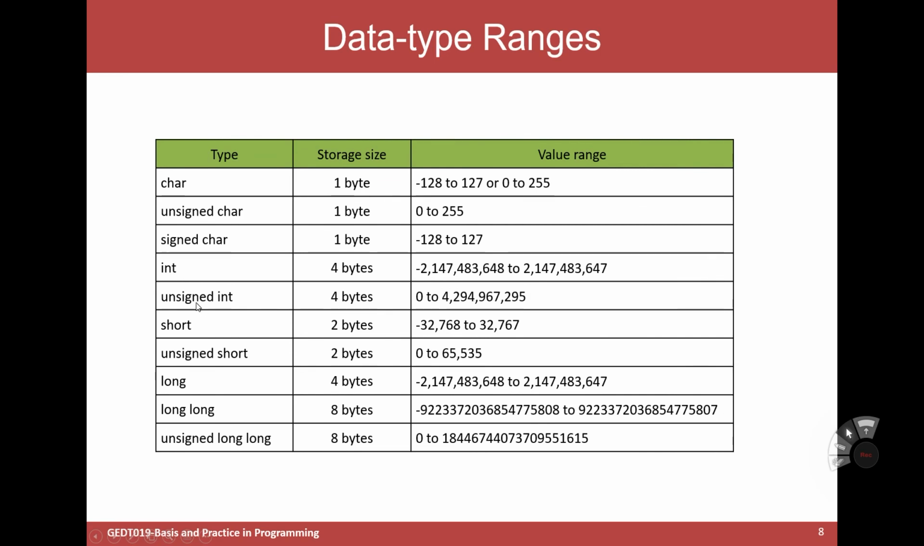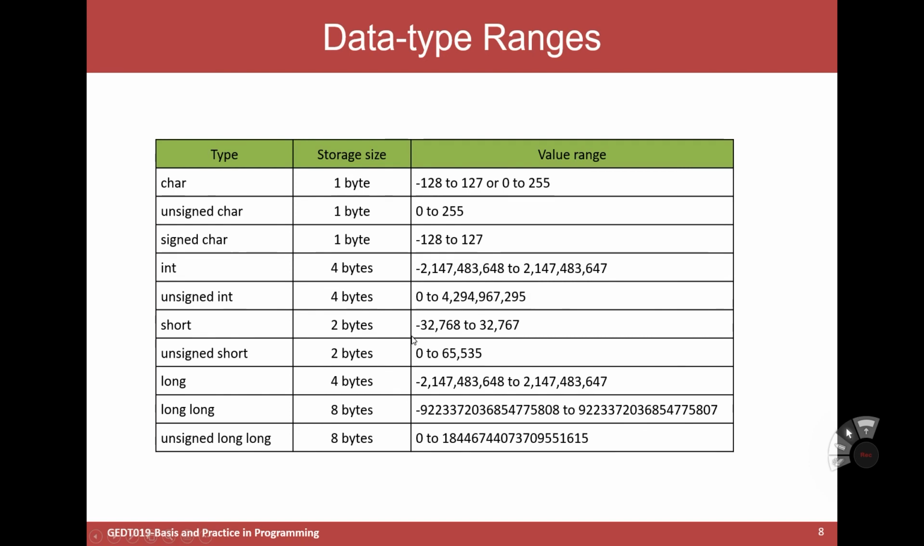Okay, unsigned integer is also 4 bytes, but it will be positive, no negative number. So it will be from 0, any number from 0 to 4,294,967,295. Okay, and the short number is only 2 bytes.